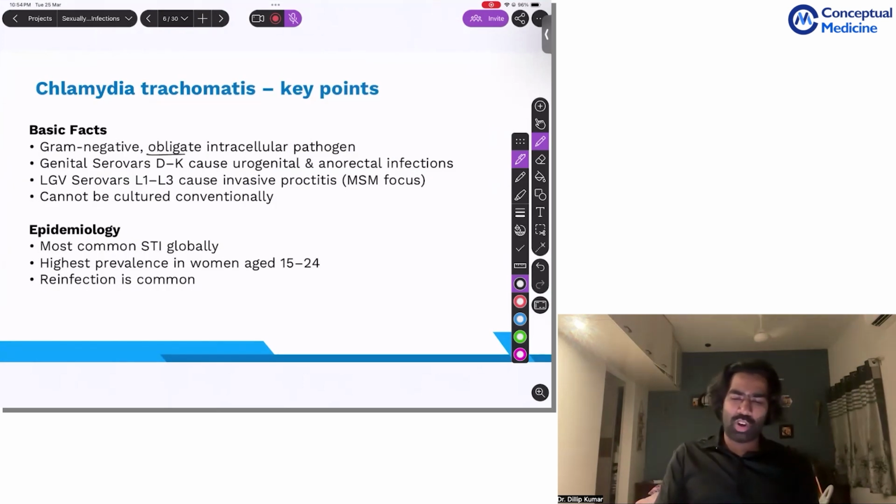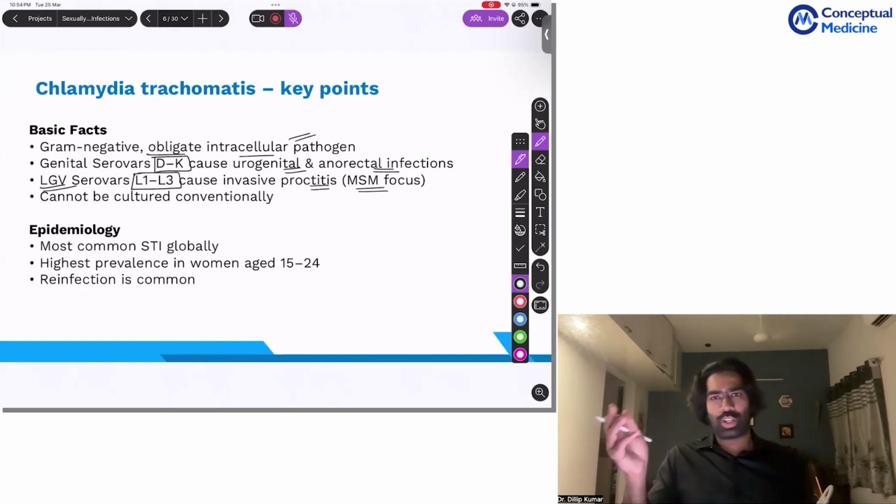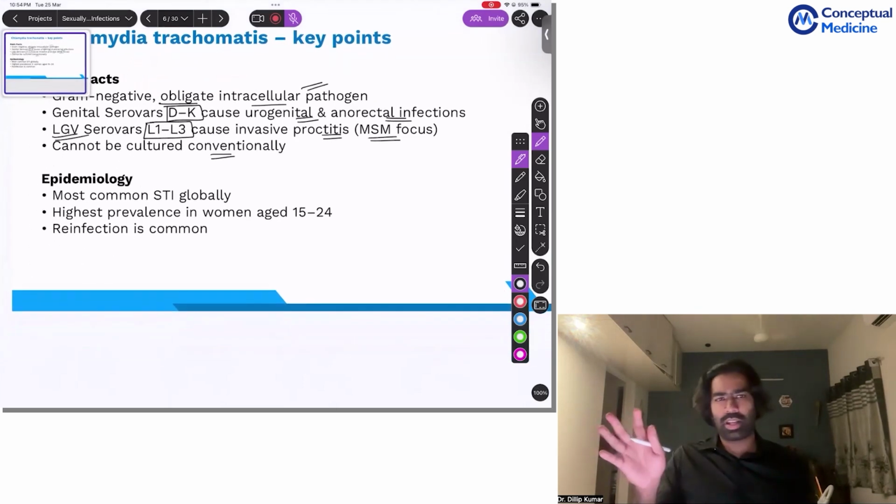And coming to Chlamydia trachomatis infection. So it's a gram-negative obligate intracellular organism. So that's the reason it doesn't grow in any standard culture. It's an atypical organism. And the genital serovars, serovars D to K, are the ones that are going to produce the urogenital and the anorectal infection. In that, specifically L1 to L3 is what we refer to as the LGV serovars, right? That is lymphogranuloma venereum serovars, which tend to produce invasive proctitis, especially in patients who are homosexual, that is men who have sex with men. And it cannot be cultured conventionally because it's an intracellular pathogen.